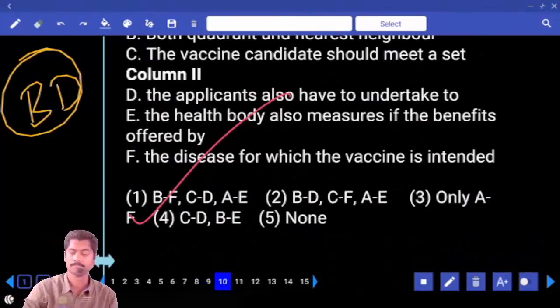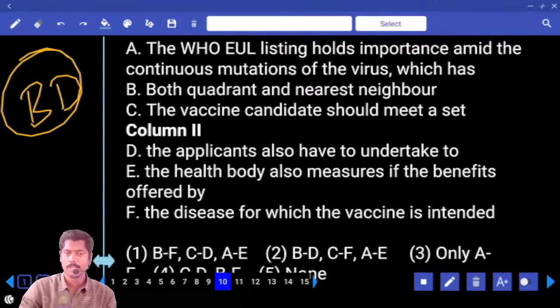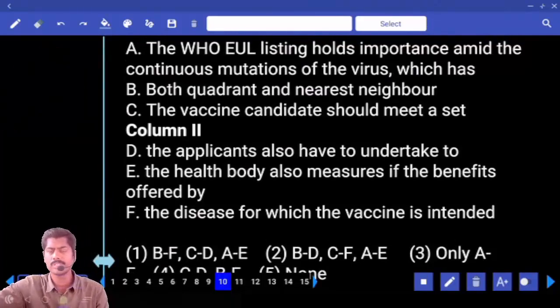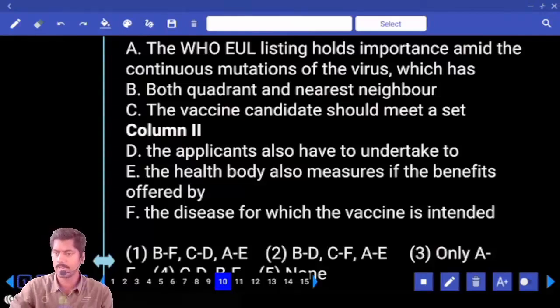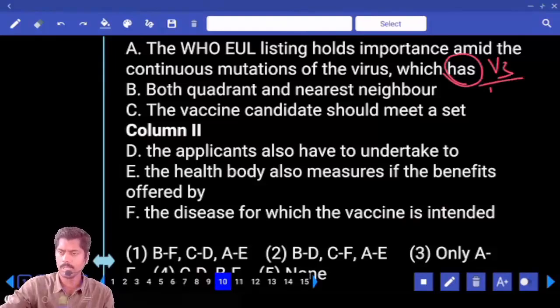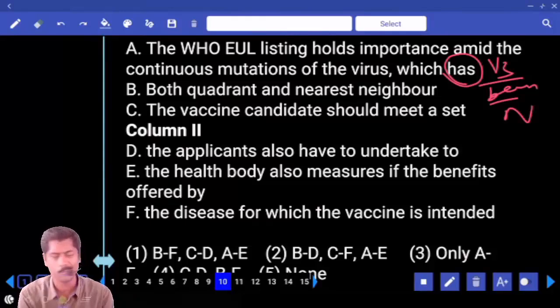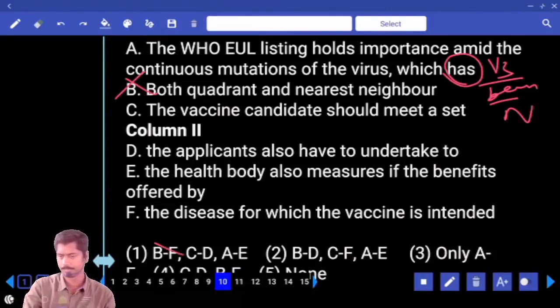AE, BD. 10th one. The WHO EUL listing holds importance amid the continuous mutations of the virus, which has. After has, V3 or a noun. Which has the applications also have? No. Which has the healthy body also measures. Which has the disease for which? No, I'm not sure about A. Both quadrant and nearest neighbor. Neighbor the applicants. Nearest neighbor the health body. Nearest the neighbor the disease. No. Noun on B is never suitable.